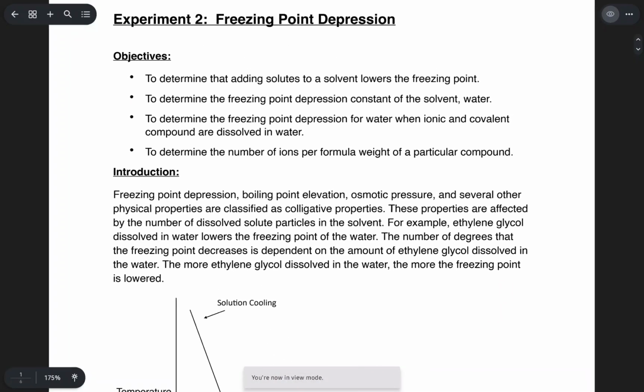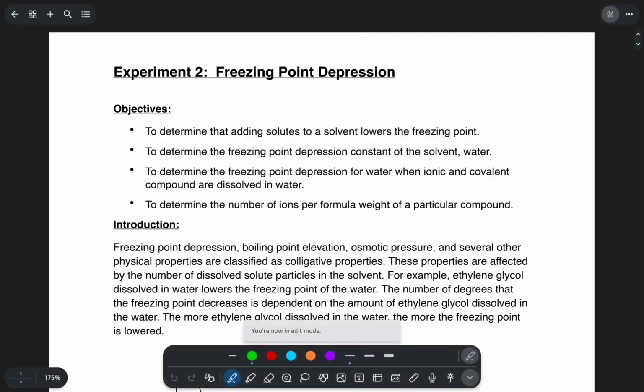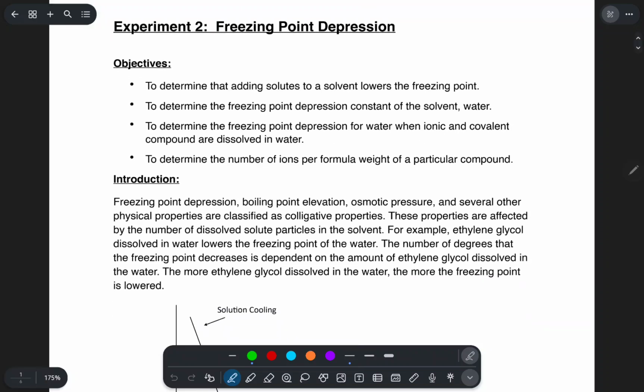So there we go. Let's talk about what's going on with this particular lab. This is a topic, there it is, freezing point depression. You see the title there, but it's actually one of many different properties that are collectively known as colligative properties. And these are properties that change as you go from the pure substance to the solution.